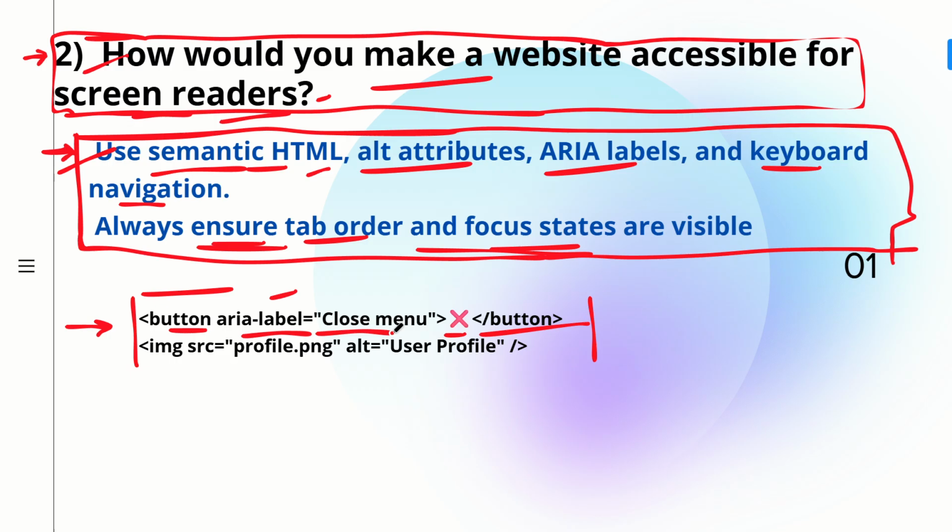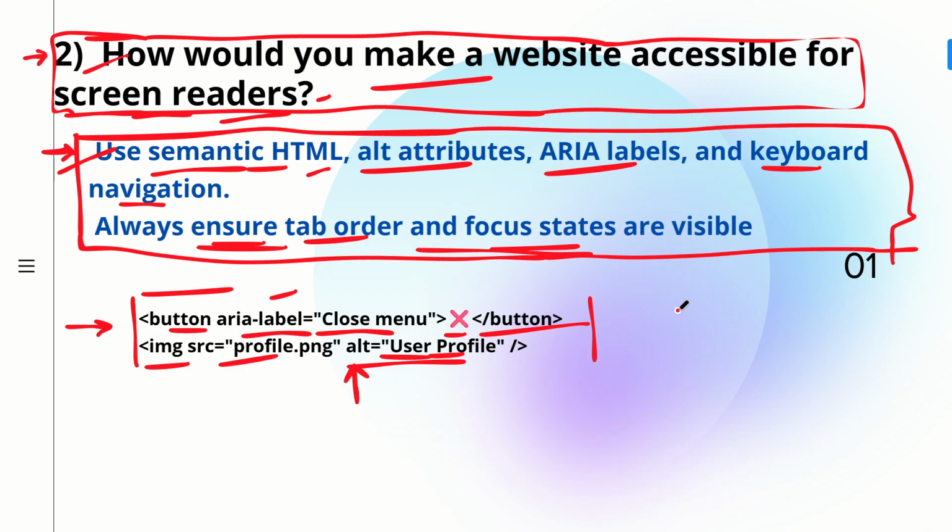Okay, because see, with an image, this is our normal image tag. Here you have src, here you have alt. So alt is a very commonly used attribute given to us in the image tag. So whenever a user visits, if he has pressed tab and come to the image, he will get to know from the screen reader that it is a user profile.